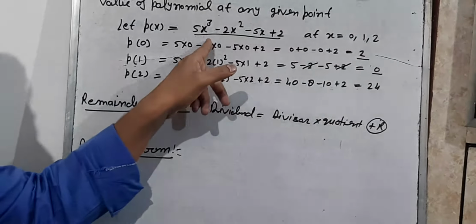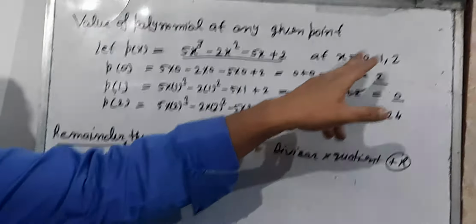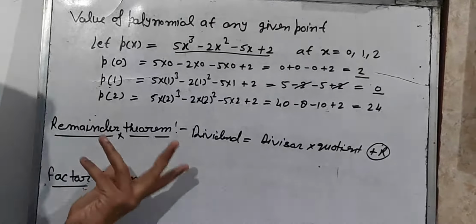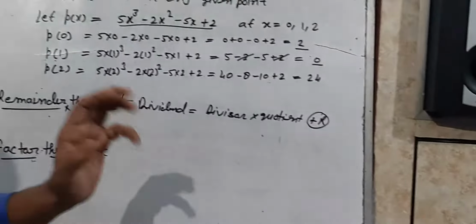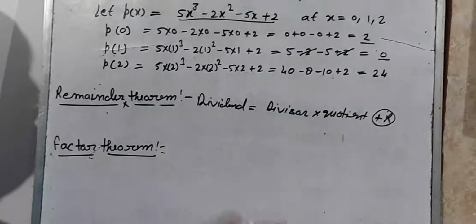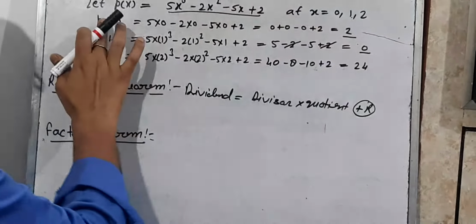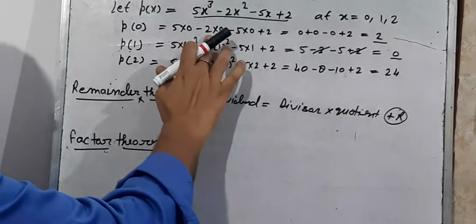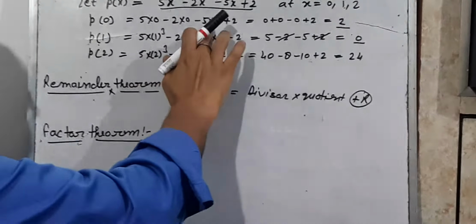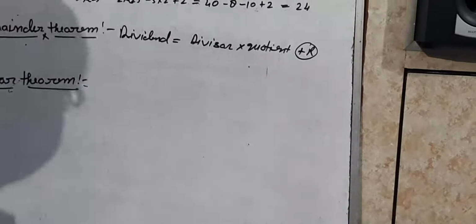If you put x equal to 0, what will be the value? If you put x equal to 1, what will be the value of p(x)? x equal to 2, what will be the value of p(x)? Now, you put x equal to 0 here, then p(0) equals 5 into 0 minus 2 into 0 minus 5 into 0 plus 2, which means the value is 2.